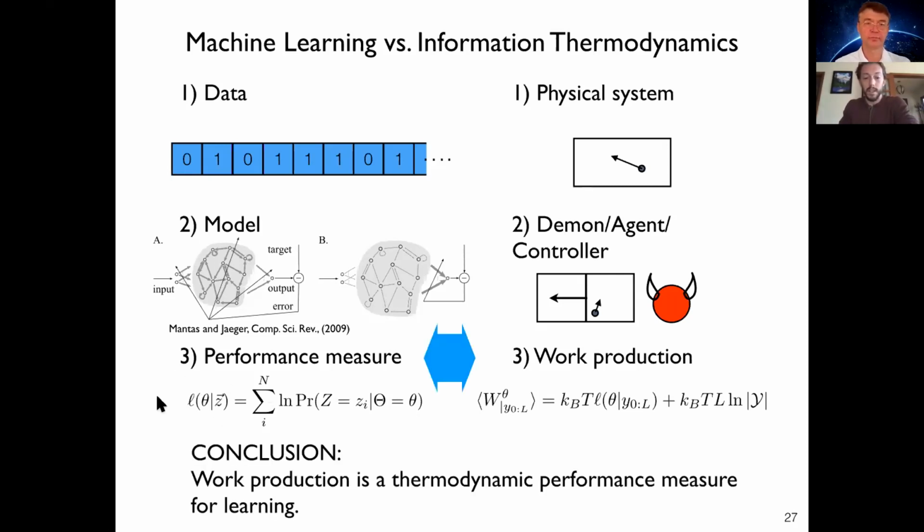So what this tells us is that work production is a thermodynamic performance measure for learning, specifically for the process of parametric density estimation. If we carry out the thermodynamic learning process I showed you in the beginning, we're essentially doing machine learning in the technical sense.